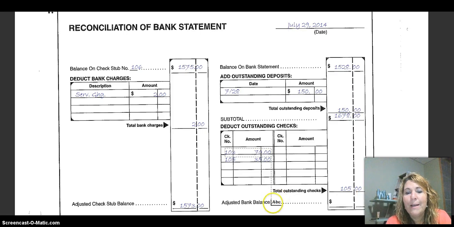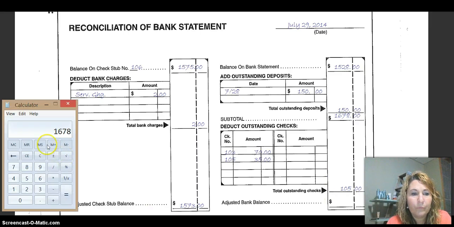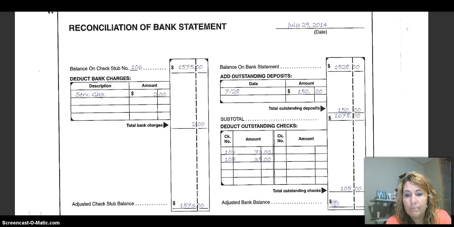And then I'm going to get my adjusted bank balance. I'm going to subtract this subtotal minus 105. It's going to give me 1,573. Okay, now here comes the magic. Is this number the same as this number? Yes, it is. So I'm going to say that we have done this problem correct.